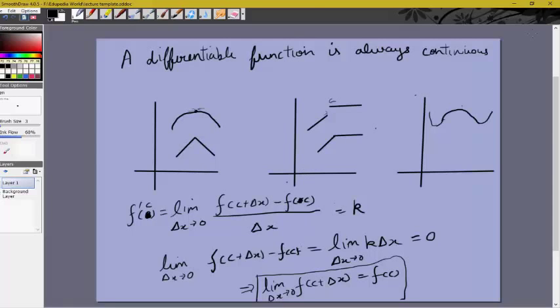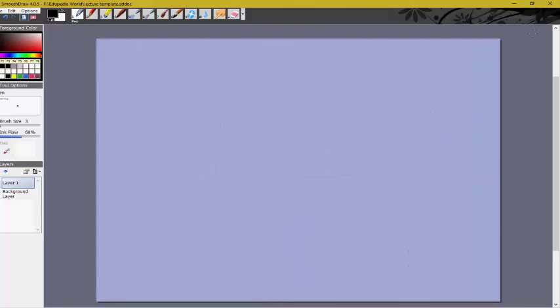Now we've seen how to differentiate many basic functions when we learned basic differentiation in 11th class. Now that we've learned the concept of differentiability, we can try to differentiate some advanced types of functions. So the first topic we'll study is the derivative of an implicit function.